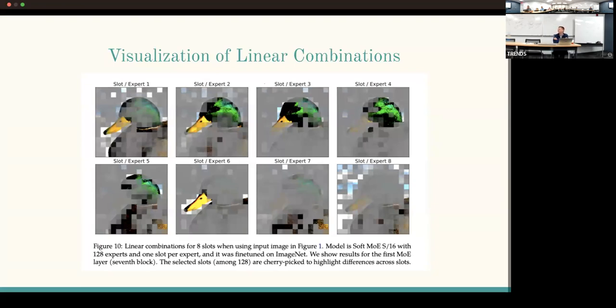Yeah, so in this figure they show some of the experts and what the weights of the linear combinations learn to do. You can see that some of the experts focus on the faces, the bill of the duck, the head, or even the background in expert 8. So the weight that the expert learns for the linear combinations is kind of like attention, I guess, which shows that their model is working. At least that's what they think.